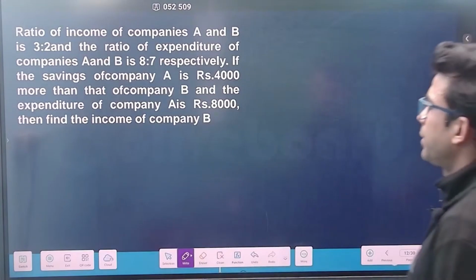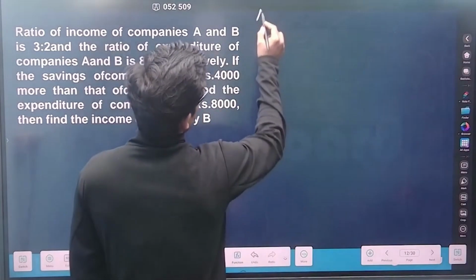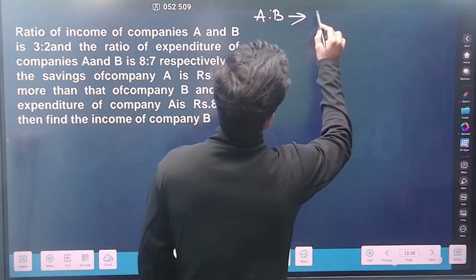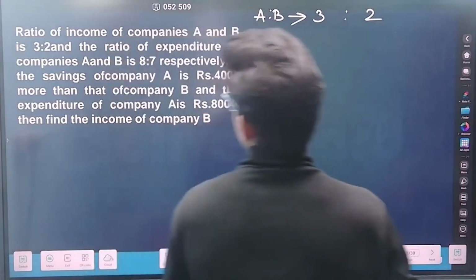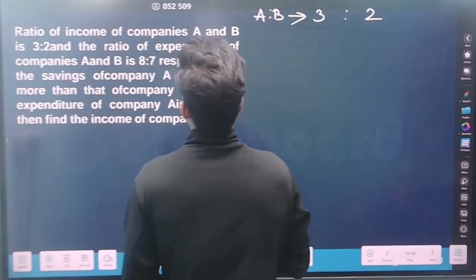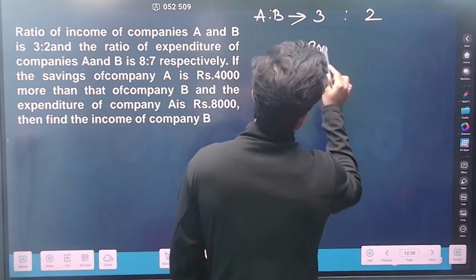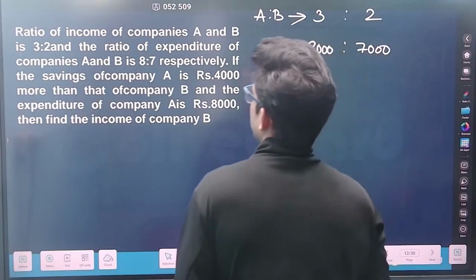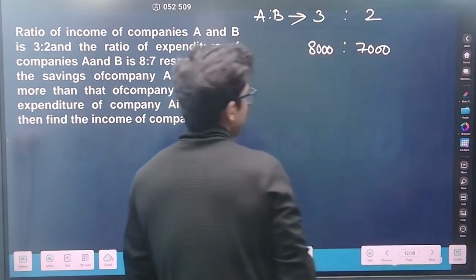Ratio of income of company A and B is 3:2. And the ratio of expenditure of A and B is 8:7. So can we write 8,000 and 7,000? No worries. If the saving of company A is 4,000 more than the saving of company B.